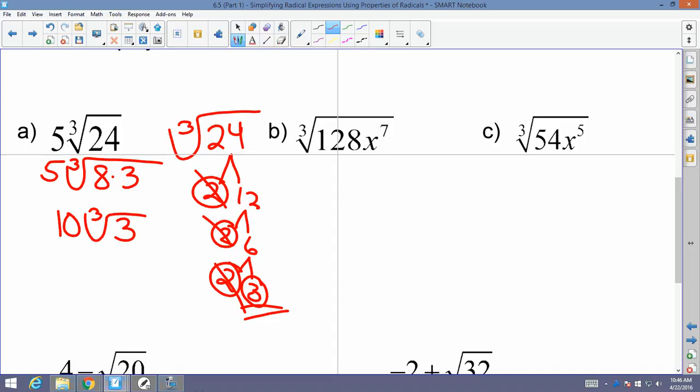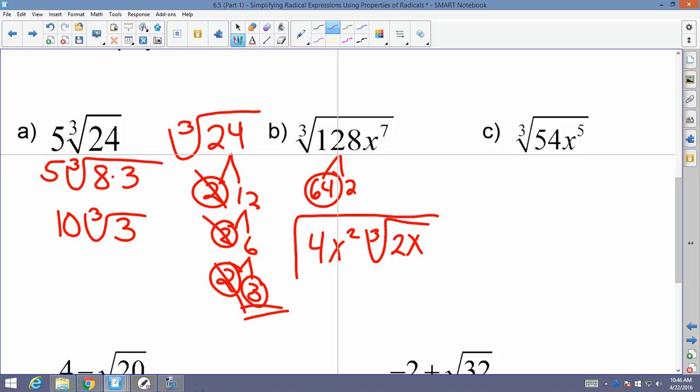Here, 128. Again, I see a perfect cube. I see a perfect cube of 64. Right? 64 and 2, yeah. The perfect cube of 64 is 4. So I got a 4. Cube root of x cubed is x squared. And I've got a cube root of 2x left over.